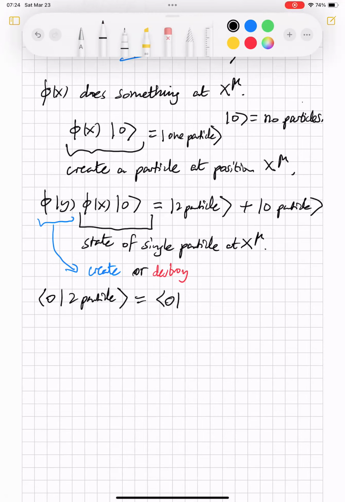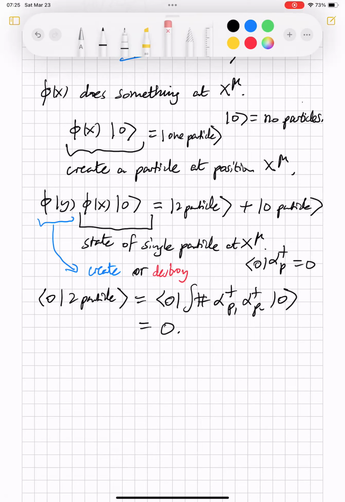The two particle state, there might be some integrals and some coefficients and everything else, but you're going to get an alpha dagger of one momentum and an alpha dagger with a second momentum. And we know that alpha dagger annihilates bra vacuum. So these operators will annihilate bra vacuum and you'll just get zero. So the no particle state is orthogonal to the two particle state.